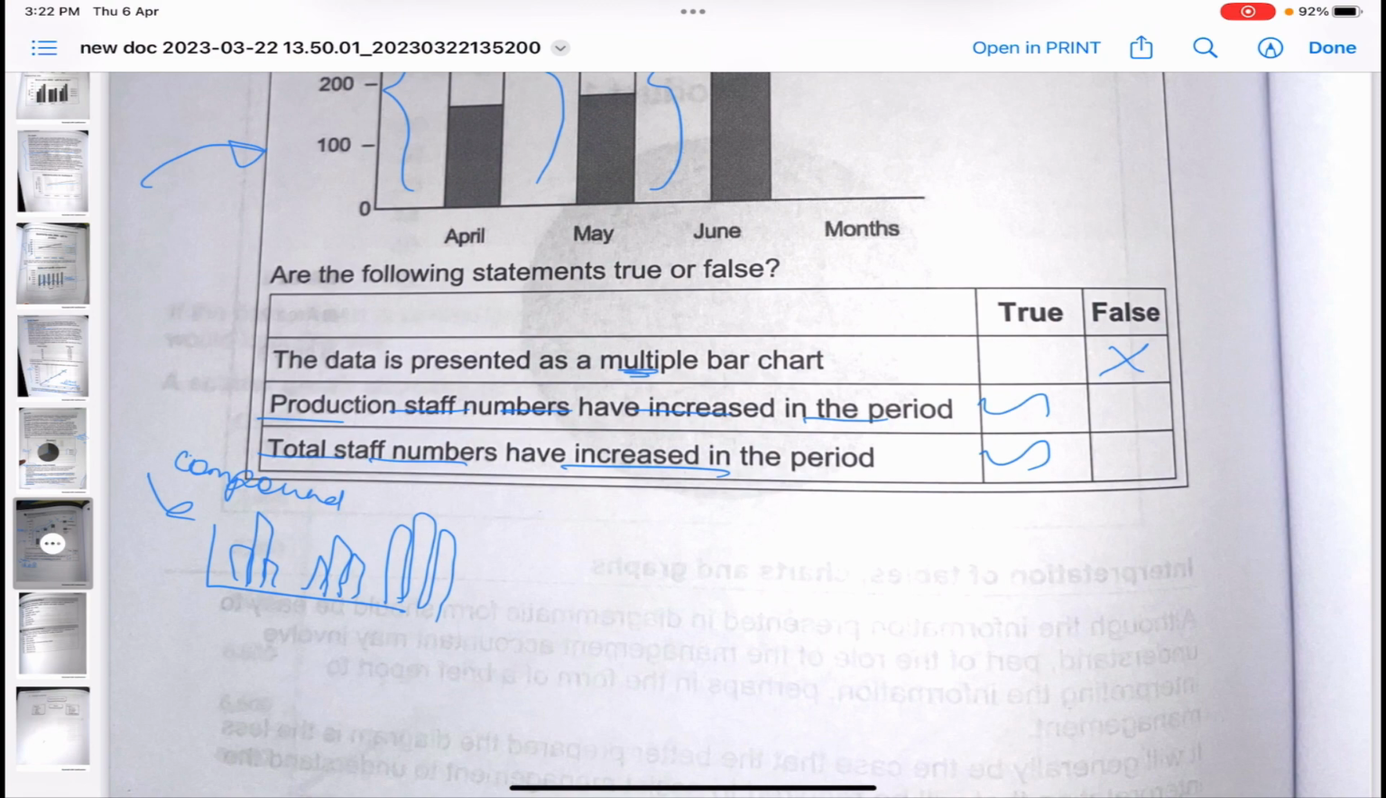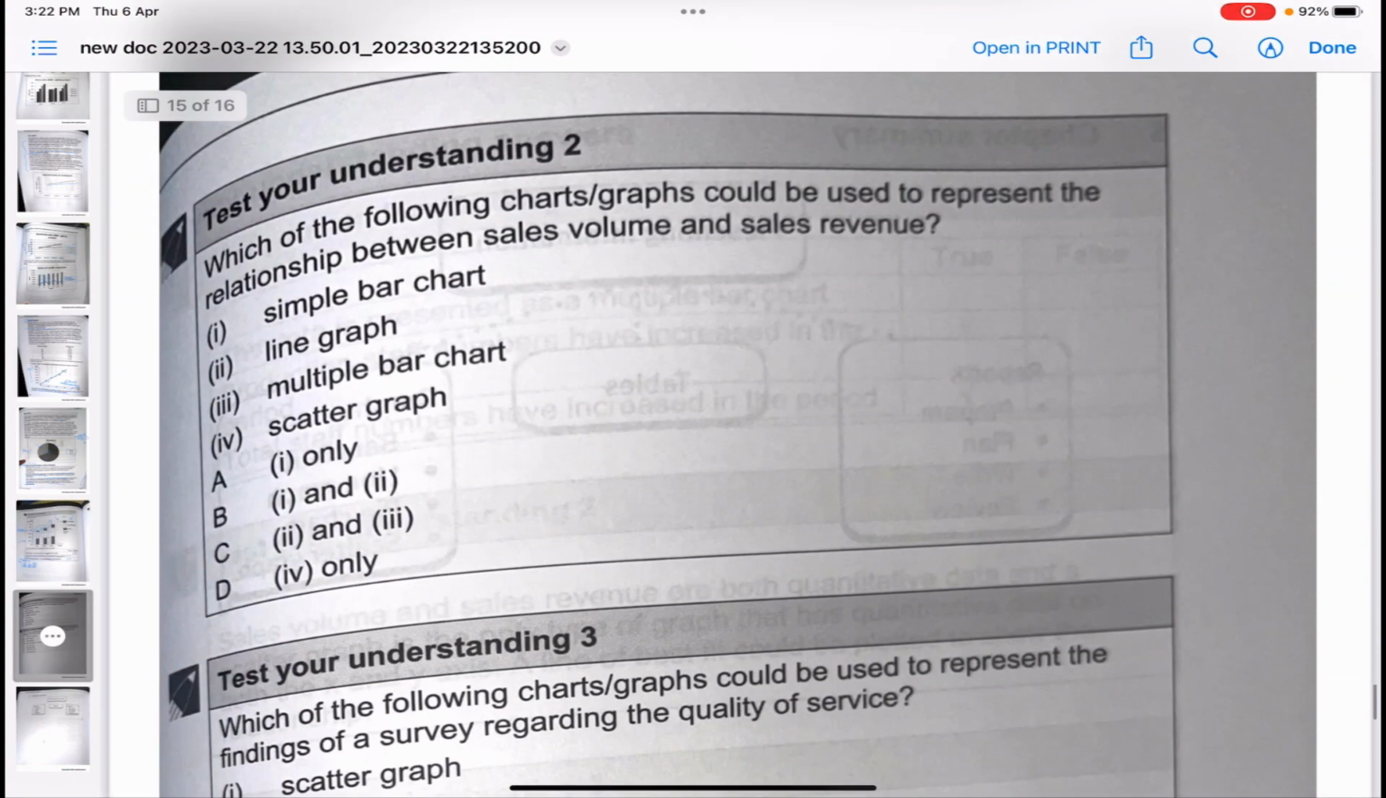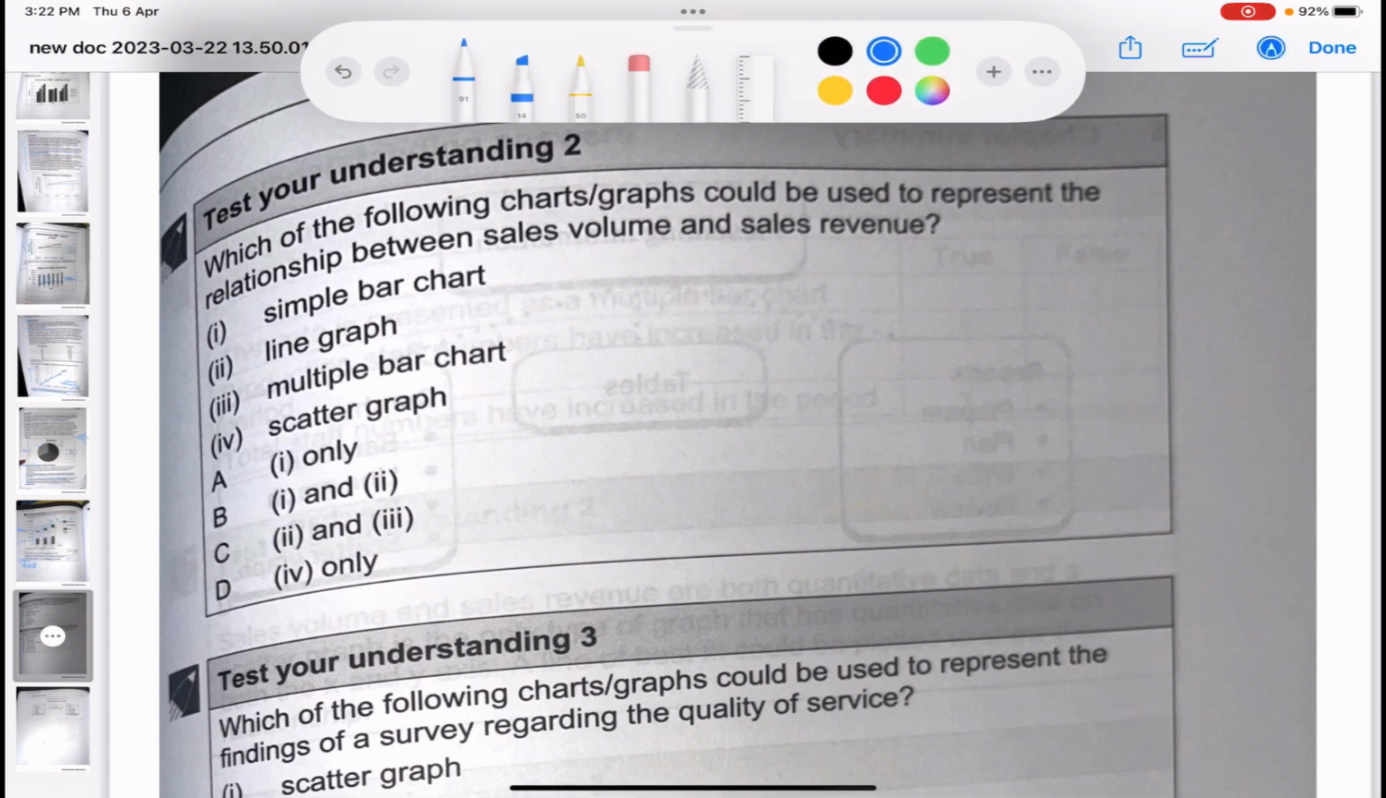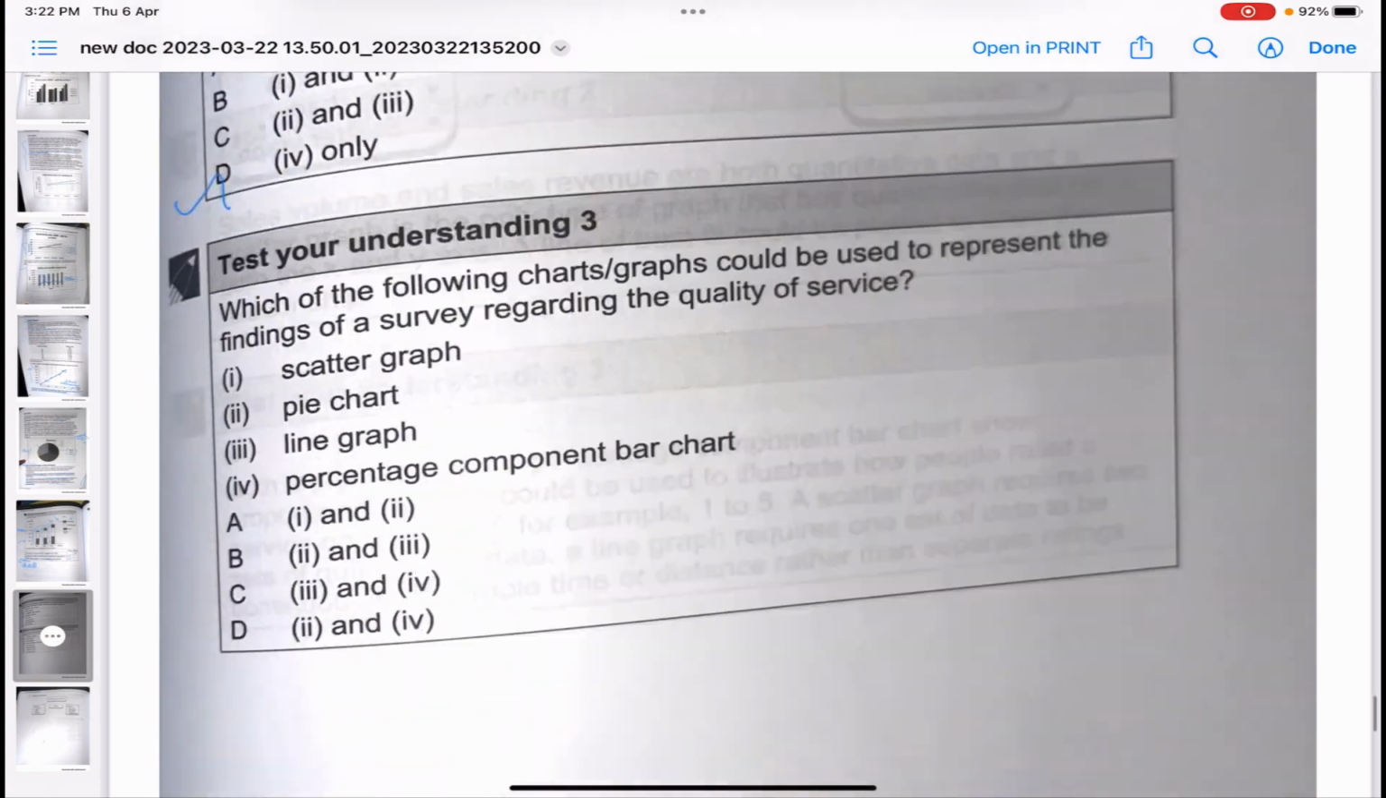I hope that's clear. Which of the following charts and graphs could be used to represent the relationship between sales volume and sales revenue? So what did we say? When you want to find the correlation between two things of the same object, what are you going to use? The scatter graph, right? So my answer is 4.